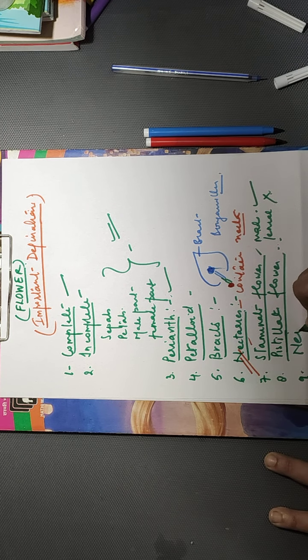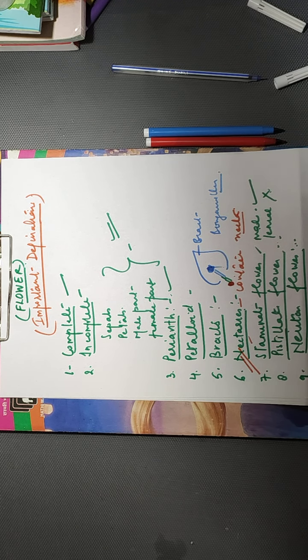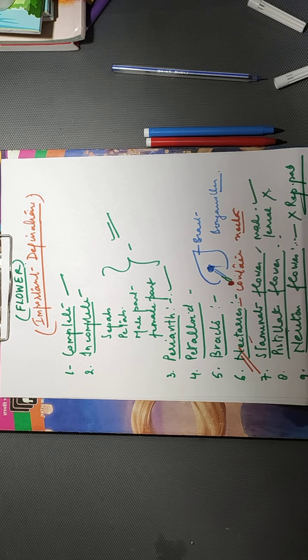Last is, what is neuter flower? A neuter flower is a flower which does not have any reproductive part present in it. So neuter flower is one in which the reproductive part is absent. So there are different definitions. These are the important definitions in this chapter, and tomorrow I'll explain to you about the structure of bisexual flower.